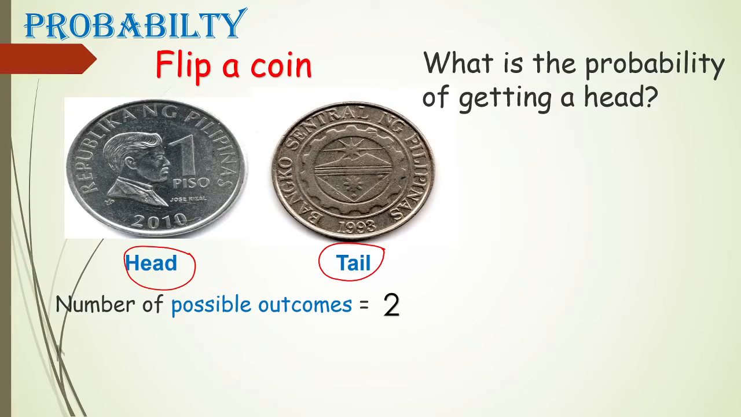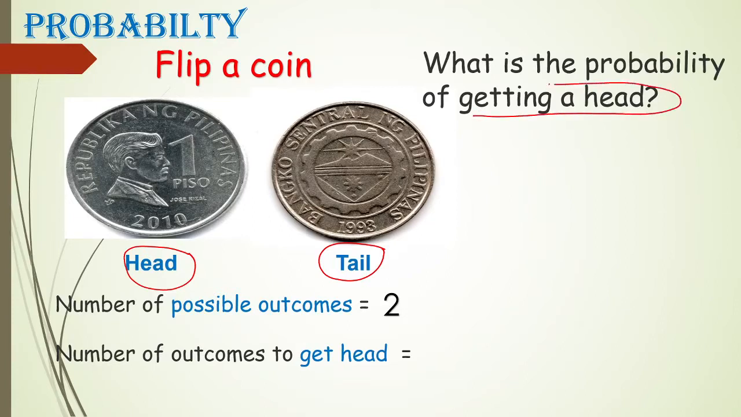Now, let's proceed to what we are looking for in our question, getting a head. Now, this will now be our favorable outcome. This is the favorable outcome, getting a head. Now, how many heads are there when you flip a coin? Section Zircon, how many heads are there when you flip a coin? 1. Okay, you only have the outcomes here. A head and a tail. How many heads are there, sir? Only 1 head, sir. So meaning, I'm gonna have 1 there.